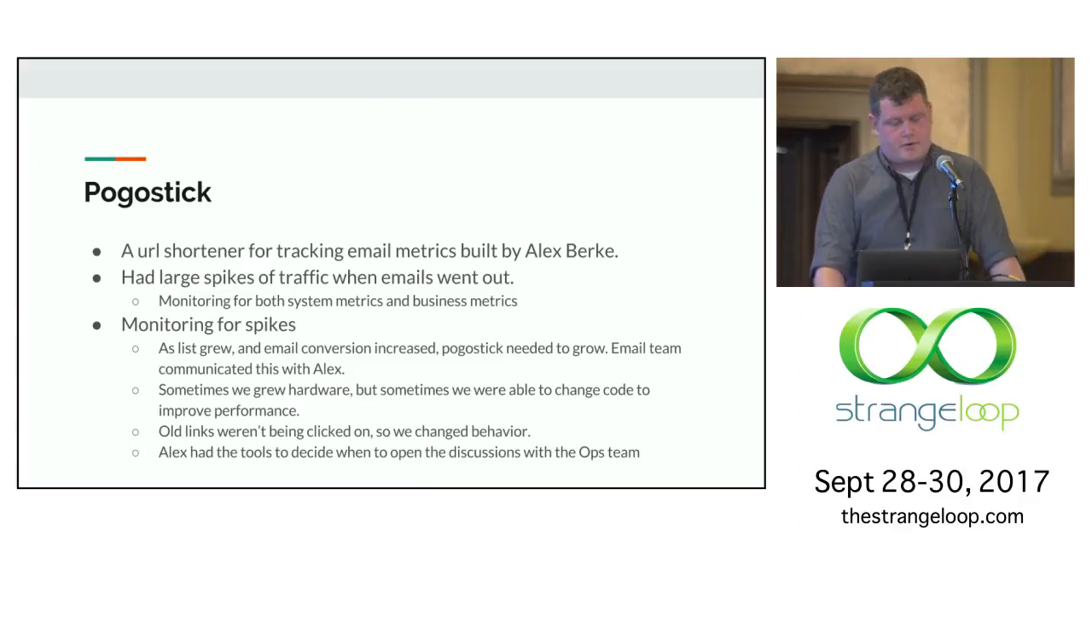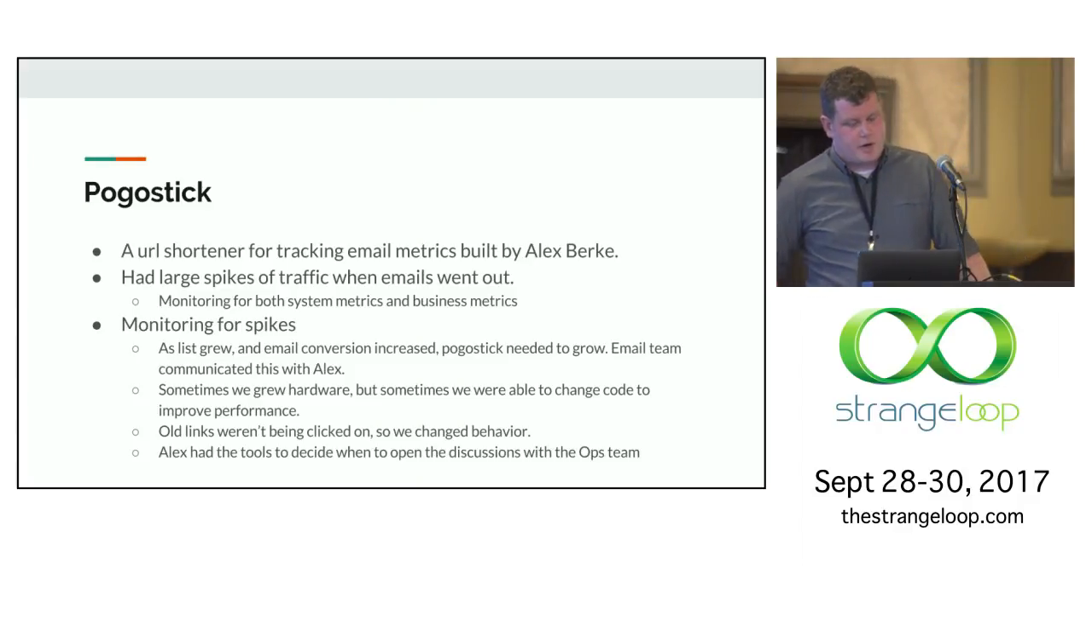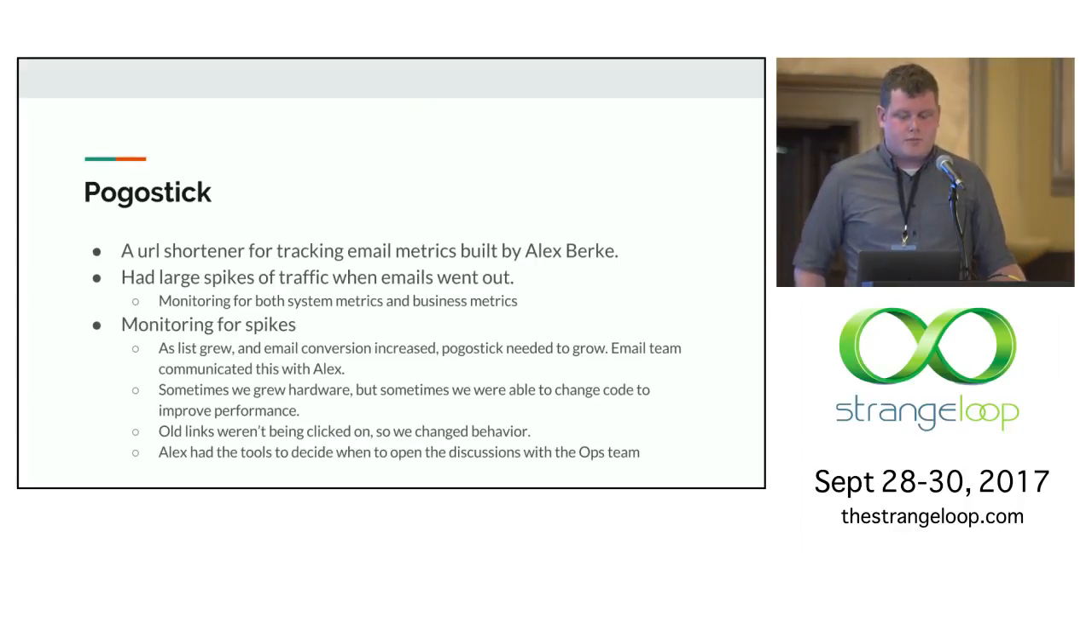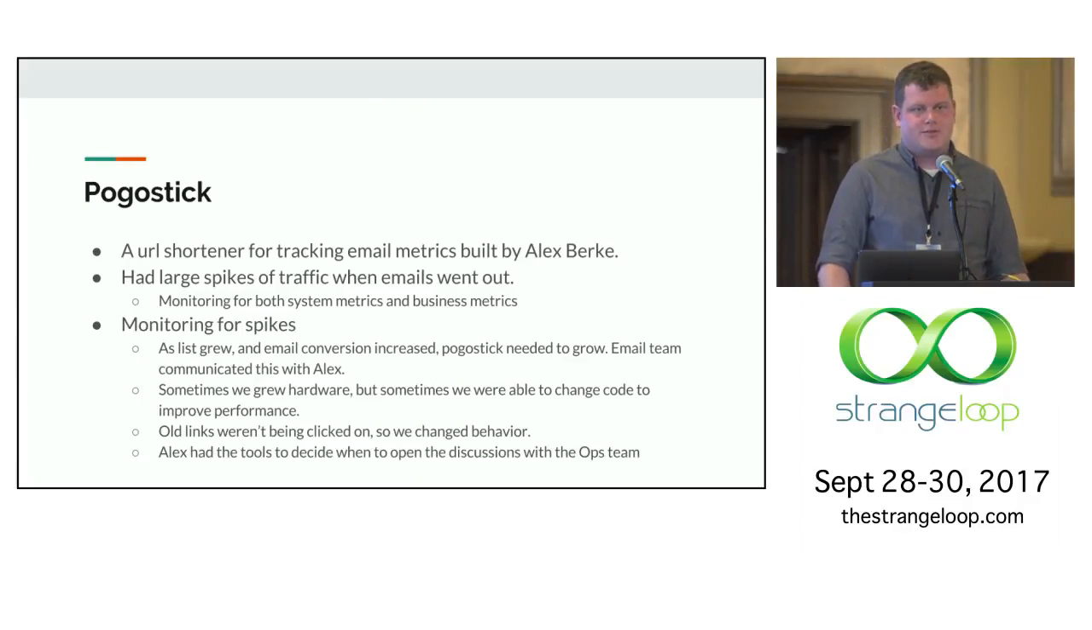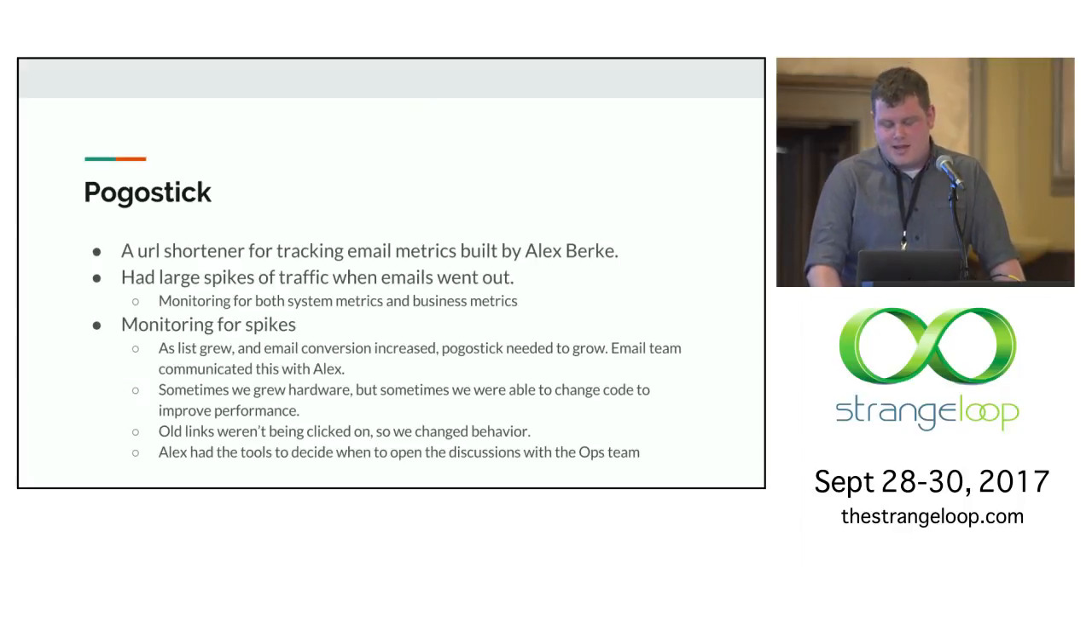An example of this from Hillary for America is a piece of software called Pogostick. Pogostick was built by Alex Burke. She built a tool that was a URL shortener for tracking email metrics. Basically, political campaigns send a lot of emails, at least in the US. So it would get large spikes of traffic because people would get an email that's like, Hillary Clinton wants you to donate as much money as you possibly can to us so that we can keep the lights on and she can win.